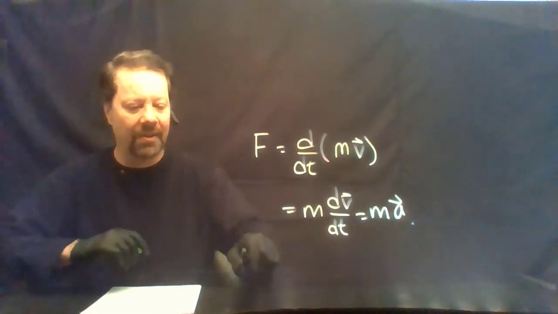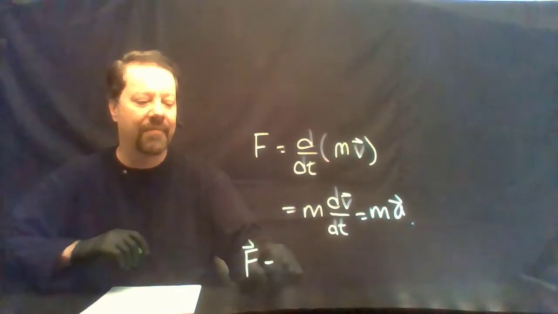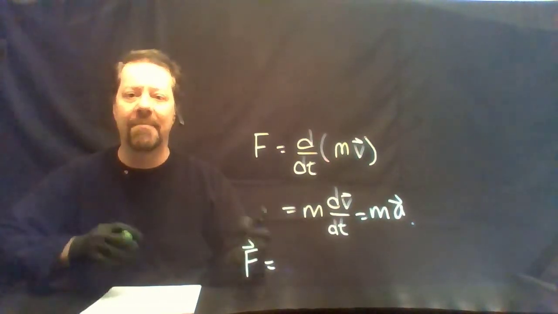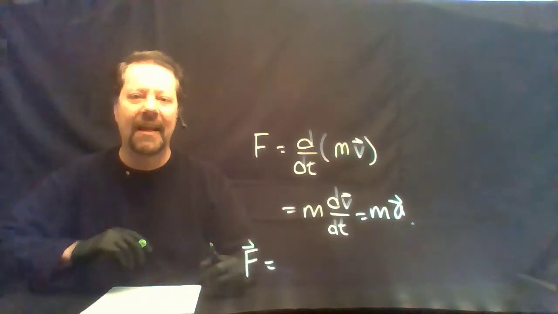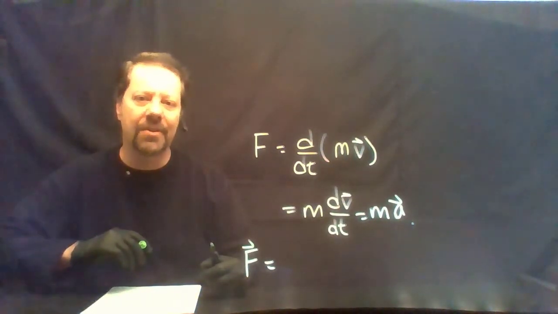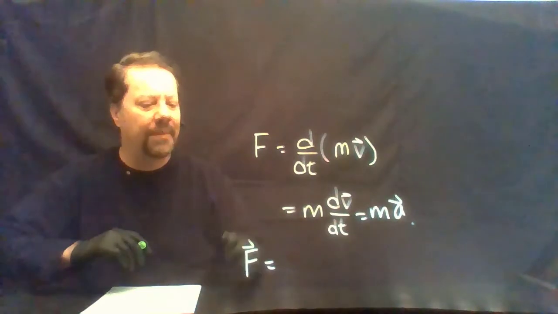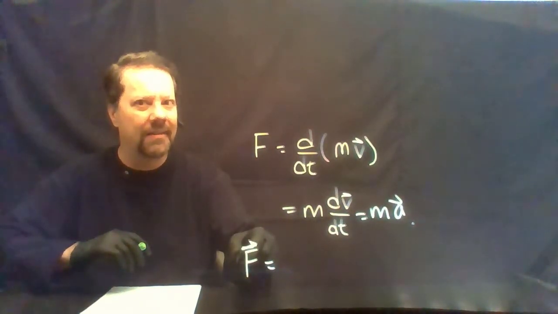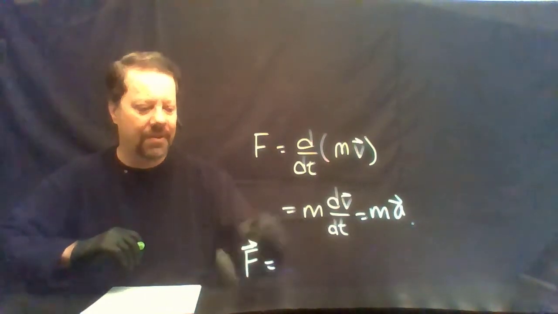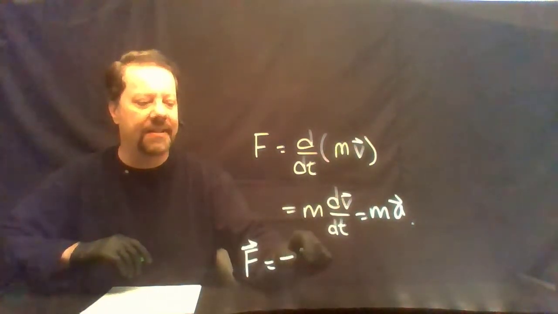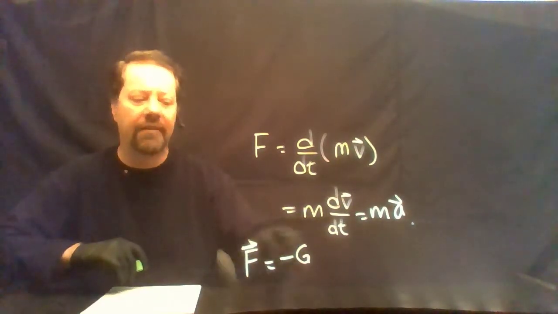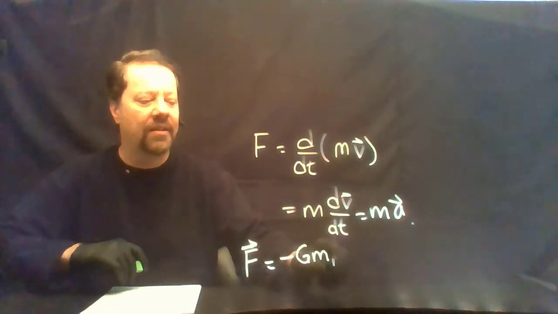Newton also argued that the force of gravity is proportional to the product of the masses of the two objects and inversely proportional to the square of the distance. But keep in mind, force is a vector quantity. So in what direction does this force go? I'm going to write this as minus G, where G is the gravitational constant of proportionality, times the product of the two masses.